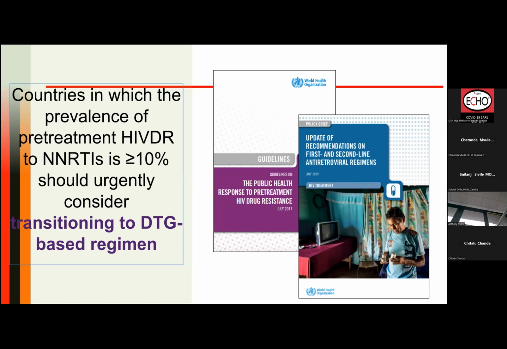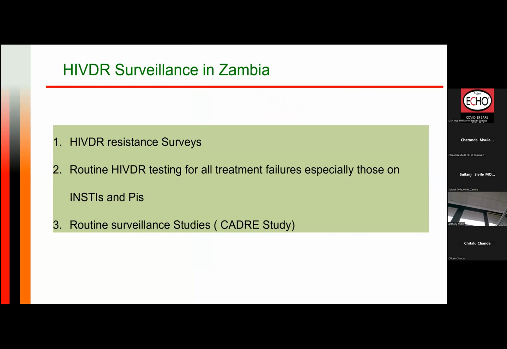Typically, we know that for NRTIs and a lot of other drugs, once the prevalence is above 10%, it might not be reasonable to use that drug in the public health program. So we measure our HIV drug resistance prevalence in 3 ways as a country program. We have periodic surveys, and then we now have routine HIV drug resistance testing for all treatment failures, especially those on INSTIs and PIs. So this is crucial.